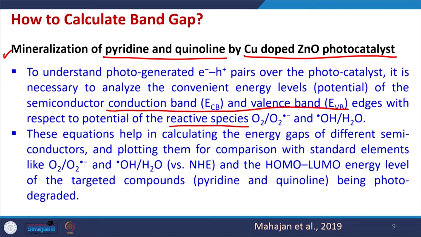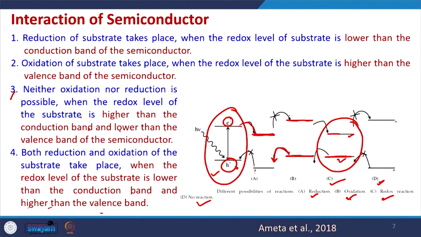These equations help in calculating the energy gaps of different semiconductors, plotting them for comparison with standard references like NHE. Similarly, we can calculate the HOMO energy levels of targeted compounds like pyridine, quinoline, etc. So we can understand whether this interaction is possible or not, the way it is shown here in this slide.